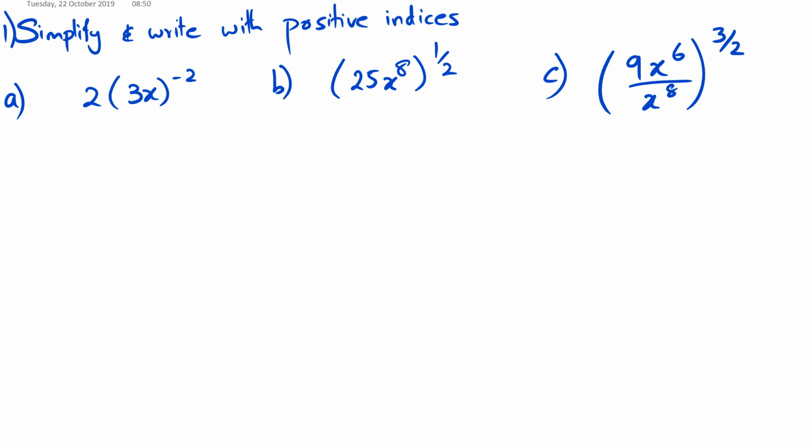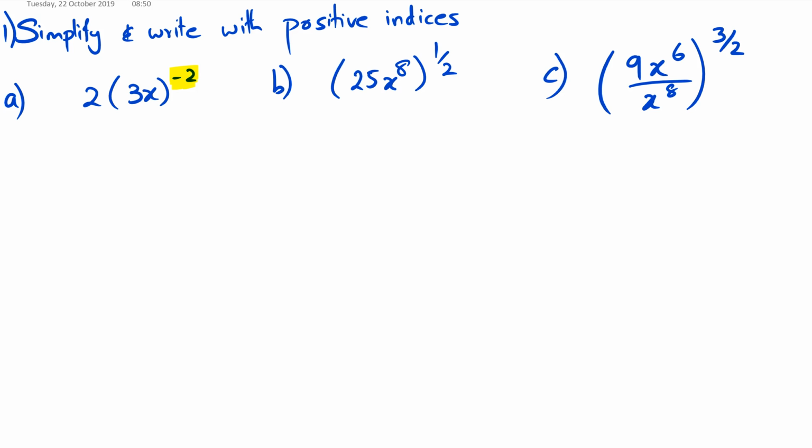So with the first question here, when they're talking about writing it in positive powers, that means that number there can't be a negative number. And also we are asked to simplify as well. So we're going to have to simplify questions B and C. But I'm just going to do question A first. So the first step is this.